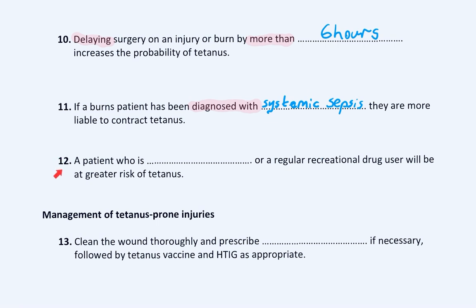Question 12. A patient who is dash or a regular recreational drug user will be at greater risk of tetanus. So guys, we are still going to the text that contains greater risk of tetanus. Okay, so we go to the risk and we look for greater risk. All right.